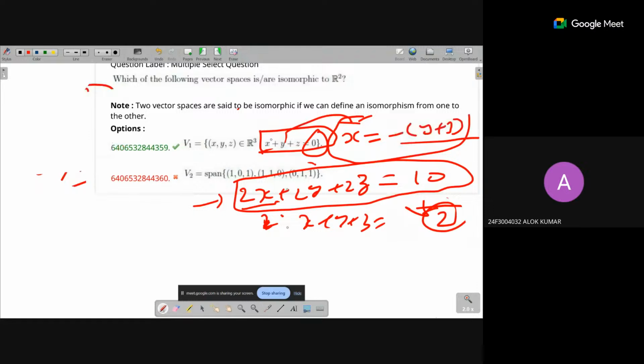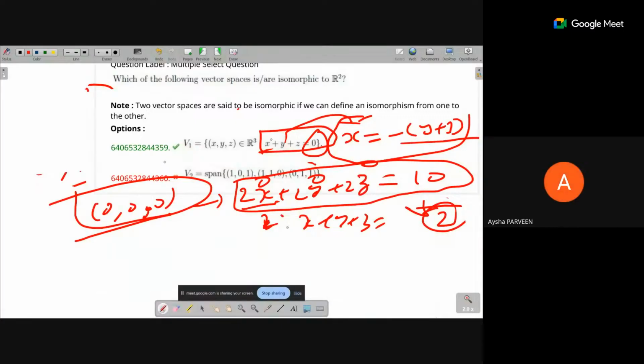No, this will not be a subspace, because a subspace must contain the 0 vector. If we choose (0, 0, 0) and put it into 2x plus 2y plus 2z, then 0 plus 0 plus 0 is not equal to 10. Any vector space must contain the 0 vector. There is no 0 vector here, so we cannot find a dimension. Basically, this is an affine space, not a subspace.